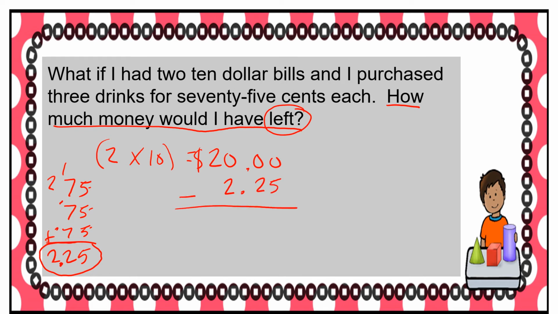$2.25. Remember our strategy from earlier? I cannot take away anything from 0, so I go all the way to my first whole number, and that 2 becomes a 1, 9, 9, 10. 10 minus 5 is 5, 9 minus 2 is 7. Drop my decimal. 9 minus 2 is 7, 1 minus 0 is 1. So the money I have left is $17.75.